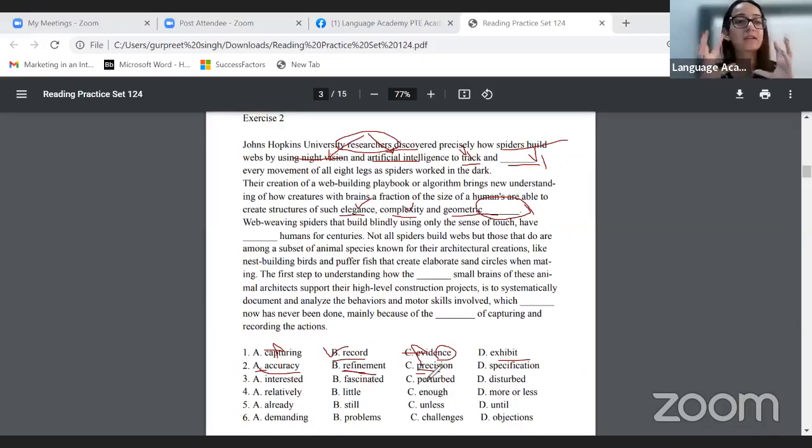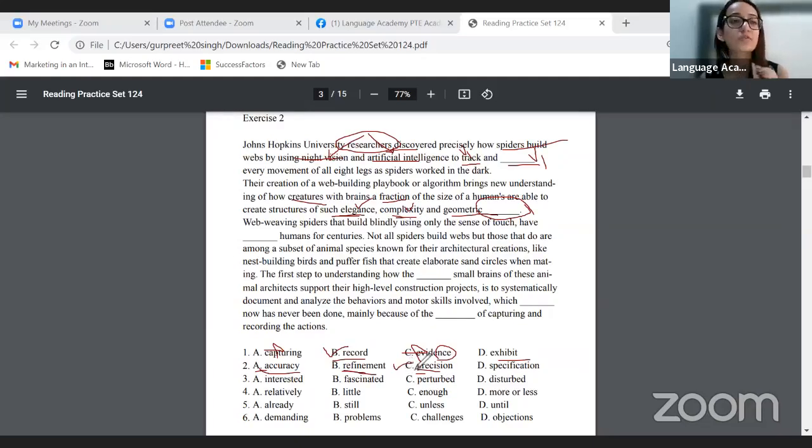Let's say a spider is making a web and one of the strings of the web is slightly not at its point, we cannot say the web is incorrect. Can we say it is an inaccurate web? Because the web doesn't go wrong in case one of the strings goes here and there. So what they are saying is, how are creatures with such small brains able to make webs with such elegance, complexity, and geometric precision?